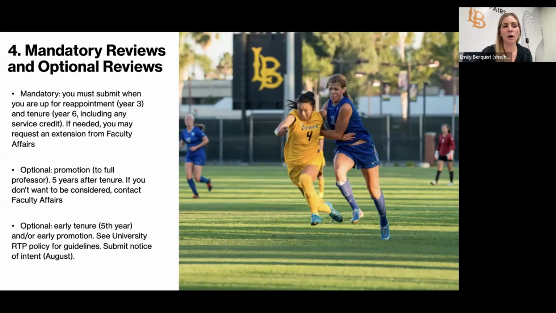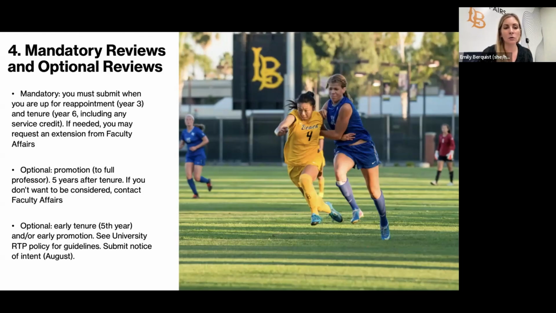So what are the optional reviews? It's optional to go up for promotion to full professor 5 years after your tenure. Again, as I said, it's highly recommended if you feel that you will meet the benchmarks to go up for promotion to full, because why not get that salary increase, 9% salary increase on the baseline. But if you don't want to be considered for promotion to full, all you have to do is contact Faculty Affairs. This doesn't hurt you or look bad in any way. It just means you're choosing to stay at that associate level for longer.